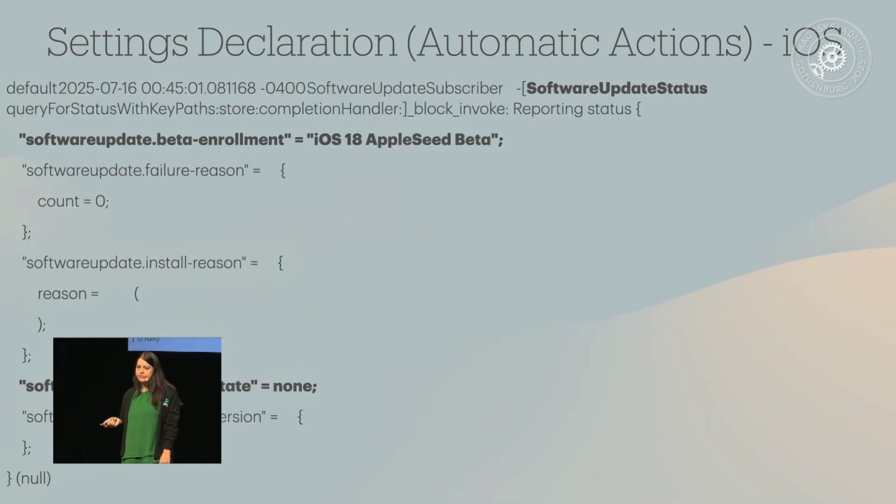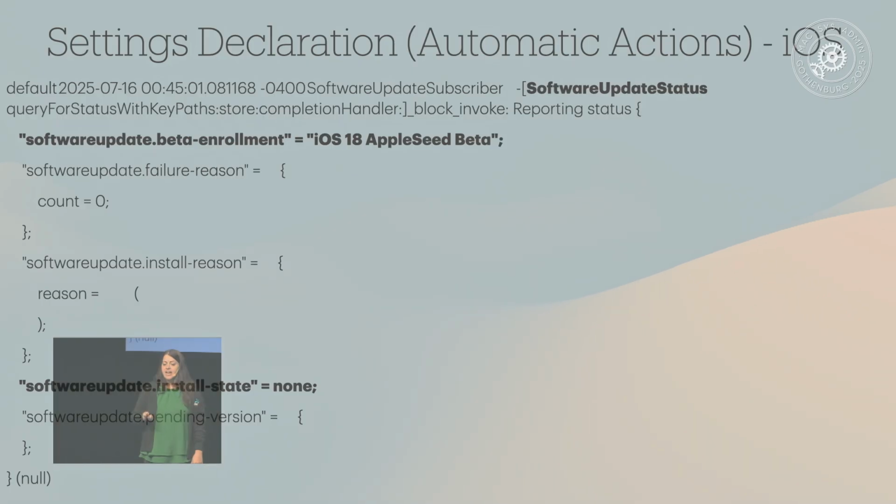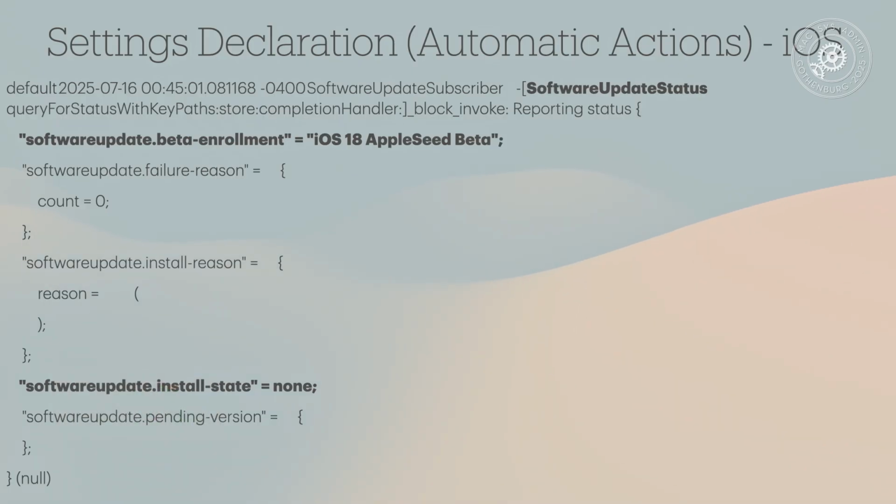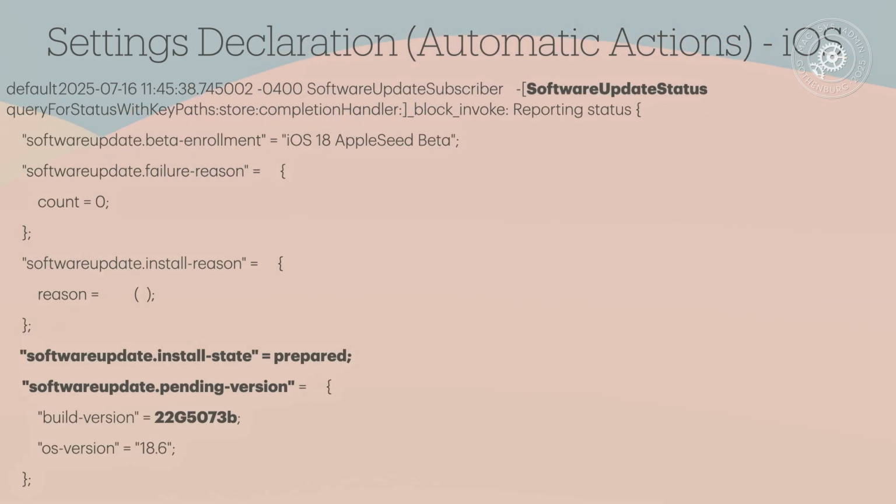First thing we're going to see if we hop into those is that the device gets the declaration. It sees that it wants to be in that Apple Seed Beta. It doesn't have an install state yet because there's no version yet. It will do a query and see what versions are available and see what it should do. Once it does that query, it says, hey, there's a version for you. It goes out and automatically downloads it. So now we see an OS version of 18.6 with a build version ending in 73B. It's in the prepared install state.